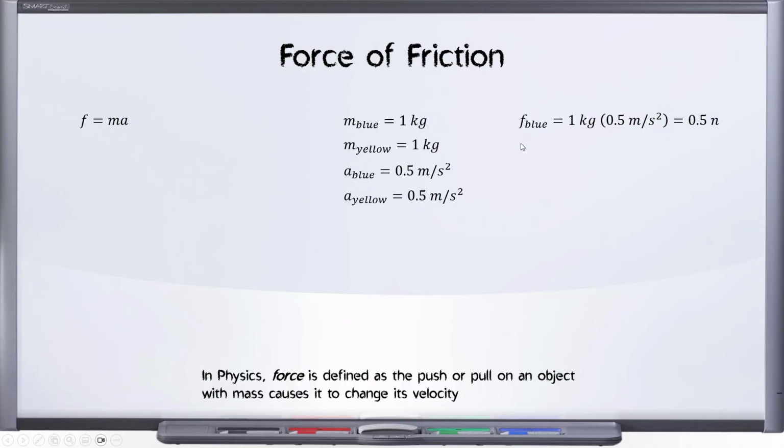Okay, so let's do the yellow guy. How much force is the yellow one experiencing? 1 kilogram, half a meter per second squared, also 0.5 newtons. Okay, it is worth pausing right now to stress that we observed the same amount of force, the same average force acting on both objects, but they acted for different amounts of time. I'll remind you, the blue one was experiencing half a newton of force for 2 seconds. That's what we witnessed. The yellow one, we observed half a newton of force acting for 4 seconds.